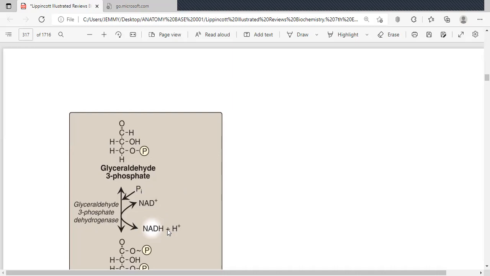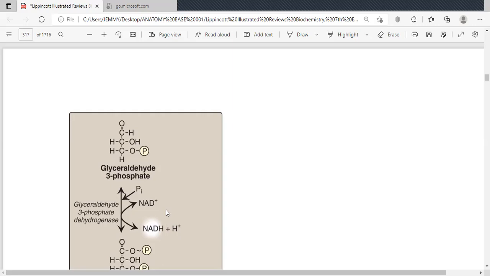Remember, this is in the cytosol. Glycolysis is a cytosolic process. So this NADH, if it is during aerobic glycolysis, and we will see why, will be forced to enter the mitochondria to generate ATP. It uses the shuttles. I've done a video on the shuttle systems, the malate-aspartate shuttle system and the glycerol phosphate shuttle system. You use those systems to channel this NADH into the mitochondria to the electron transport chain.